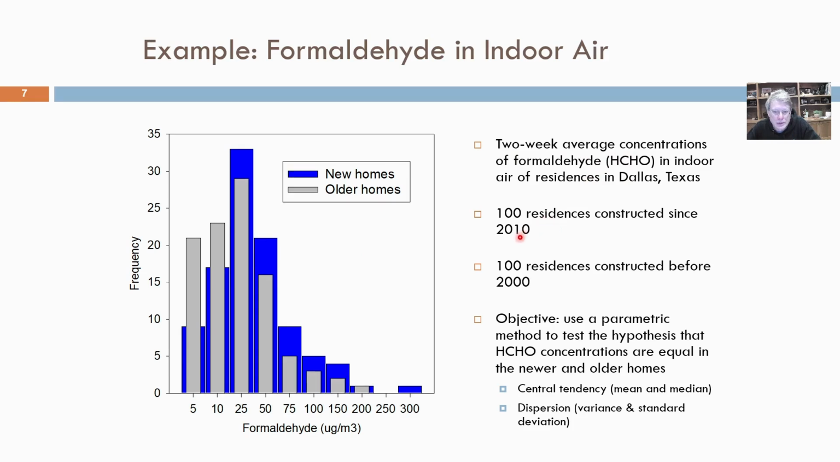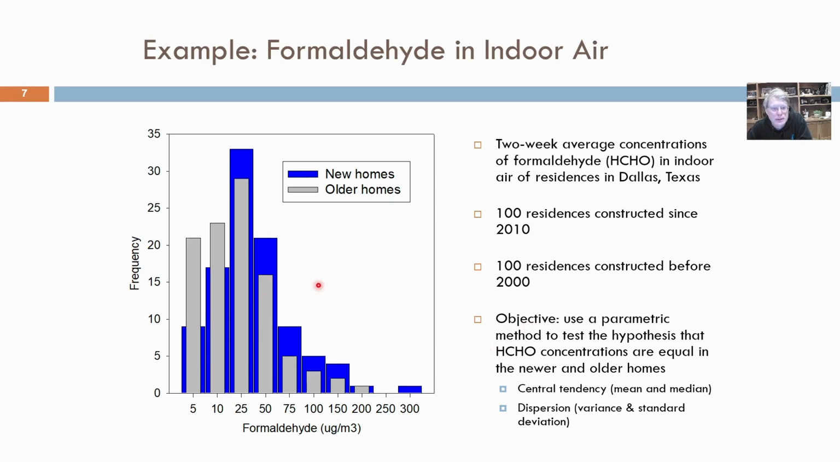100 residences constructed before 2010, that's the older homes. 100 residences constructed since 2010, that's the blue or newer homes. 100 residences constructed before 2000, that's the gray or older homes.